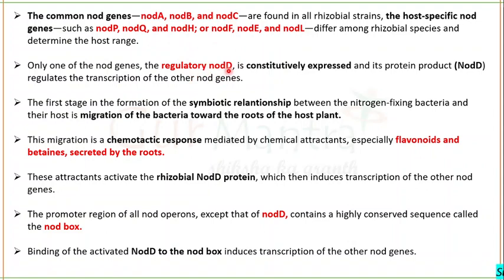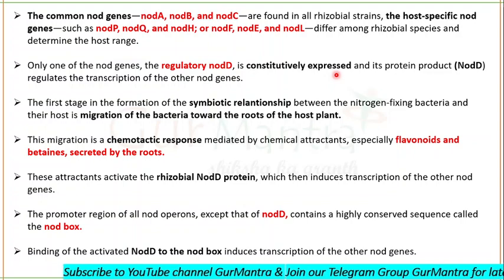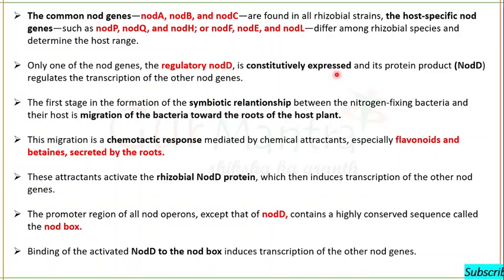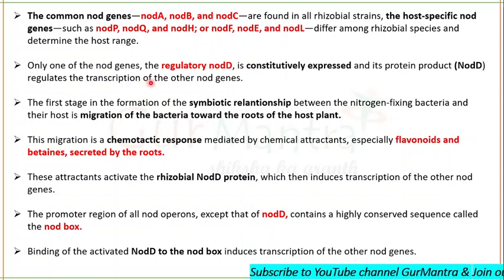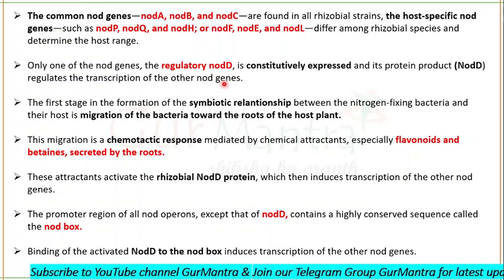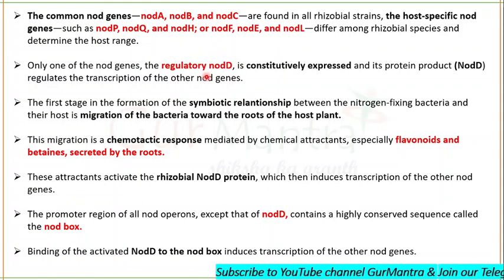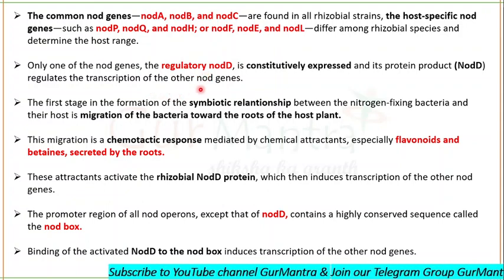A regulatory nodulation gene is present in the bacteria which has a constitutive expression, meaning it will be expressing itself continuously, and the product of this regulatory gene will be responsible for the transcription of all other nod genes. Remember that this regulatory nod gene is constitutively expressed and its product is responsible for the transcription of other nod genes.